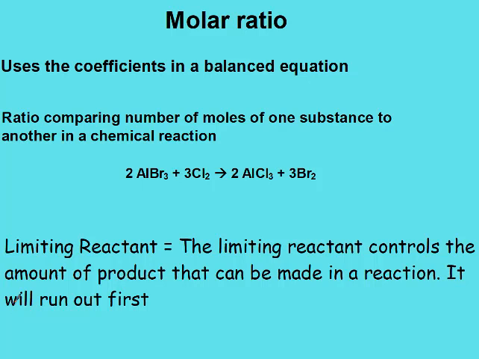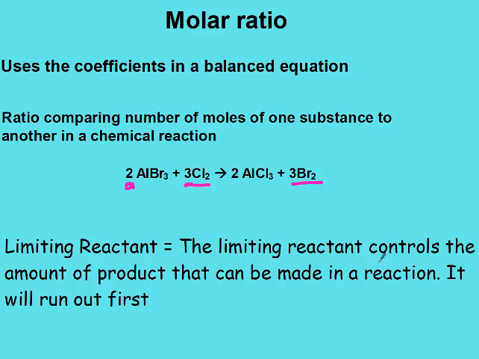The molar ratio uses coefficients in a balanced equation. It's a ratio comparing the number of moles of one substance to another in a chemical reaction. For example, I would need 2 moles of aluminum bromide to react with 3 moles of chlorine. So I would need 3 chlorines for every 2 AlBr3s. Or I can think of it in the sense that if I have 3 moles of chlorine, I'm going to produce that same amount of moles of bromine if I have extra aluminum bromide.